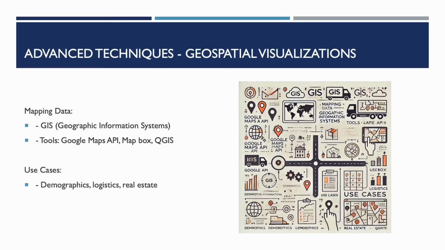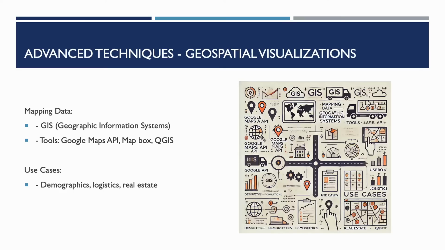Now, GIS, Geographic Information Systems, the short form is GIS. This technology enables us to capture, store, analyze, and present spatial or geographical data. It's the backbone of many mapping visualizations and plays a critical role in analyzing relationships between data points in a geographical context.